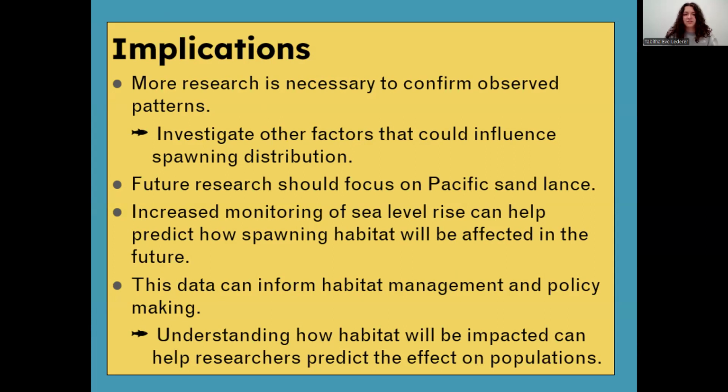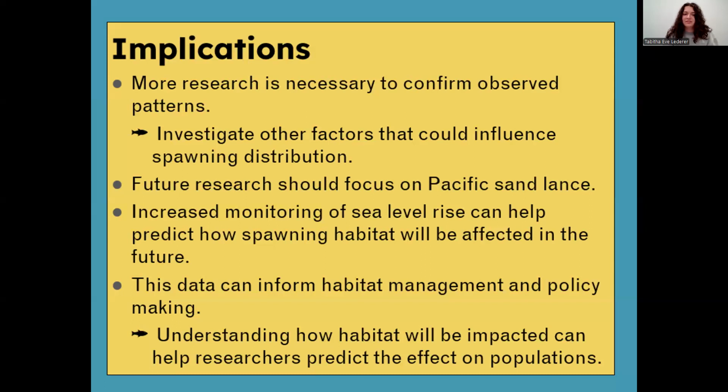Future research should also focus more on Pacific sand lance because they're also an important forage fish in the Puget Sound ecosystem, and not much data is currently available about them. Another important next step would be increased monitoring of sea level rise in the Puget Sound region, so more accurate predictions of how habitat will be impacted in the future can be made.